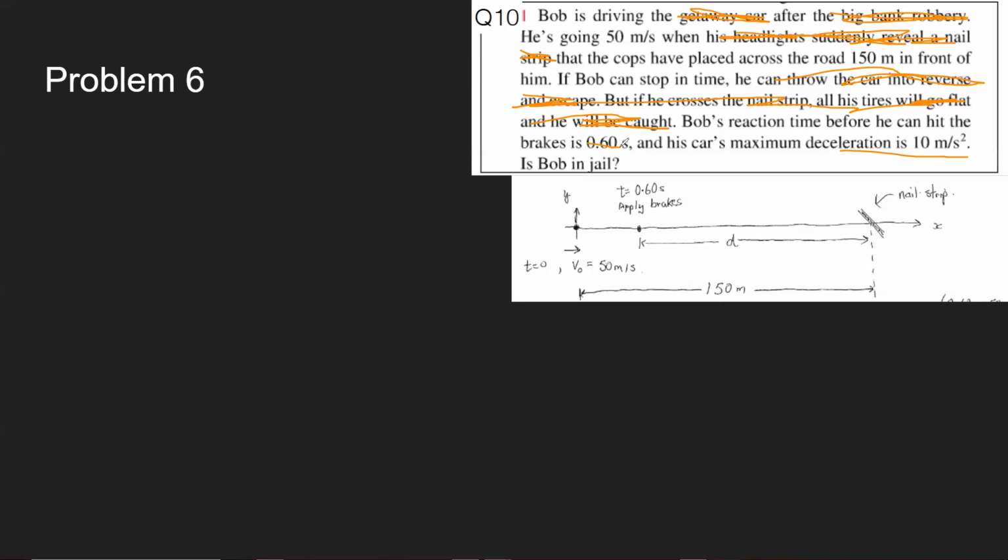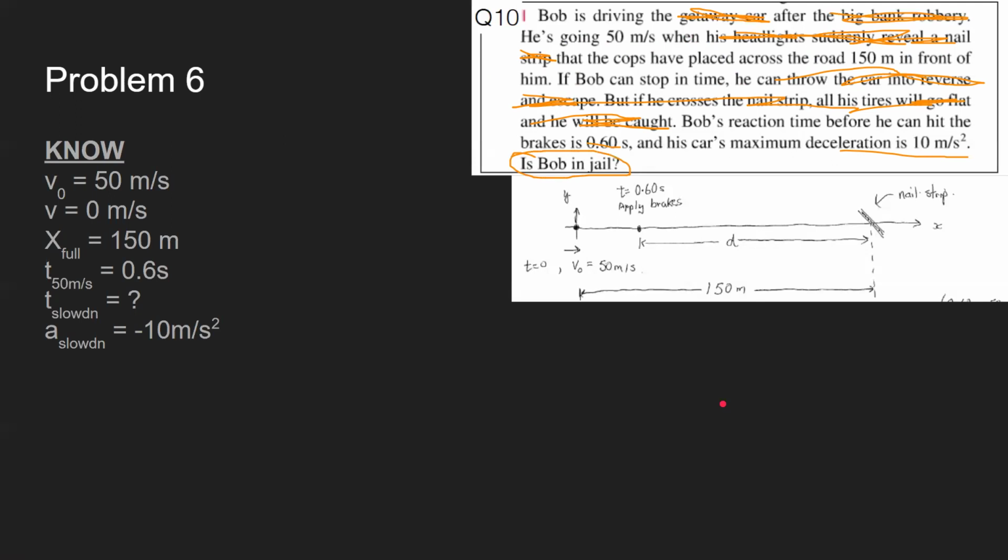But it actually is a two-parter, like number one. This is going to be another one where we were going at a constant velocity and then we end up decelerating. So this is actually similar to number one. You can draw a picture. And the question saying is he in jail? Really, that's saying, does he reach that spike strip? Yes or no? And how will that be represented in equations? We'll see. So what do we know? Initial velocity, 50 meters per second. Final velocity, 0 meters per second. The full distance that he goes is 150 meters.